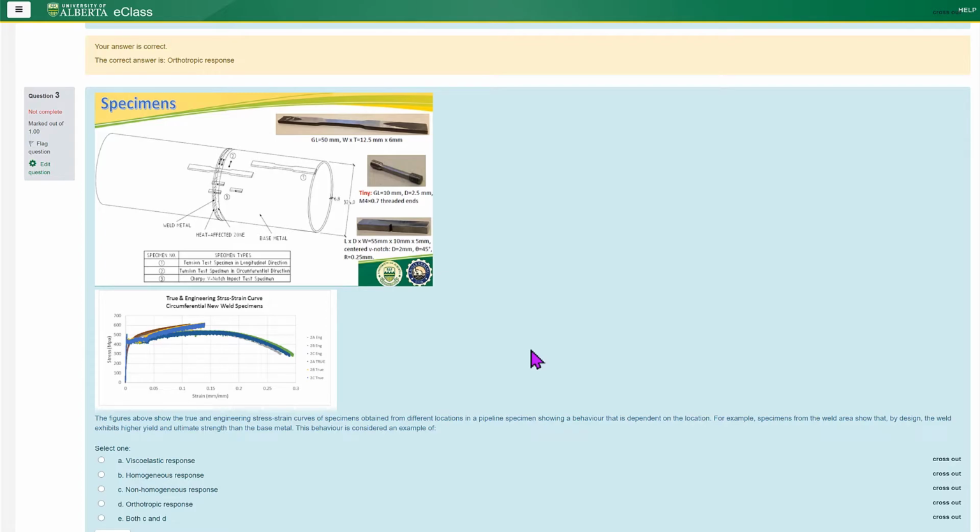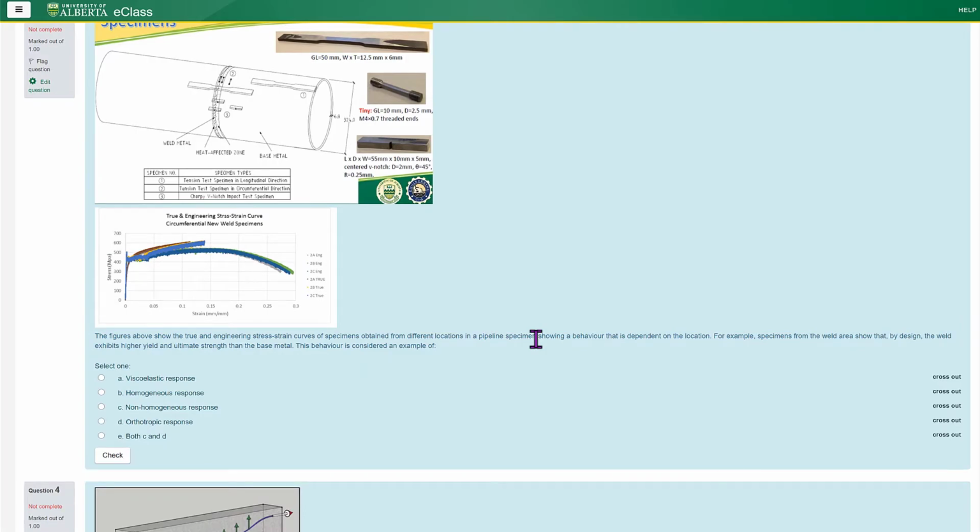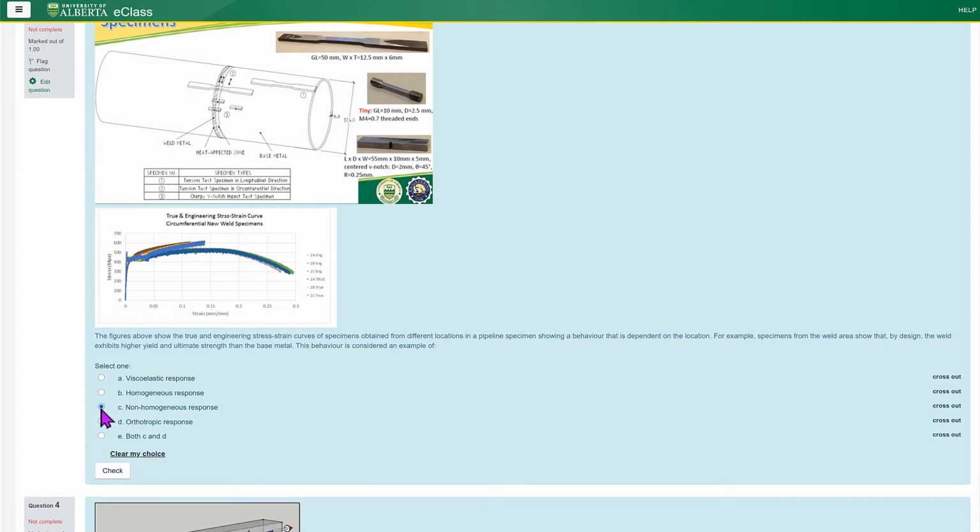For example, specimens from the weld area show that by design, the weld exhibits a higher yield and ultimate strength than the base metal. So here's kind of the key: two different parts of this material exhibit a different response. Areas of the weld show a different yield strength and ultimate strength as compared to a regular part, or away from the weld. So we call this a non-homogeneous response. So that'd be C right here.